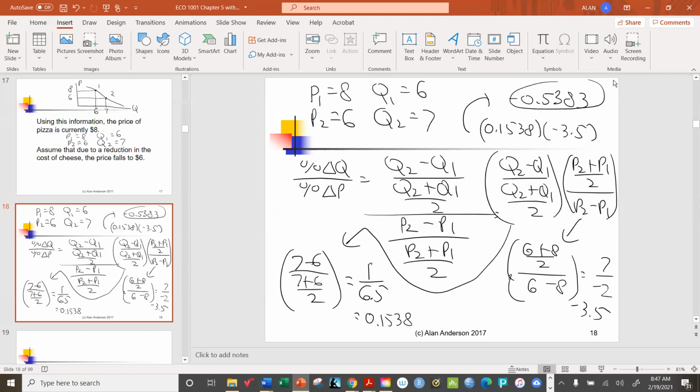Okay, looks like we're all here. All right, now the question is, what does this mean? And by the way, if you notice, one of these two ratios has to be negative, okay? Because you know that Q and P are moving in opposite directions. The slope of the demand curve is negative. So if the term on the left is positive, the one on the right has to be negative, and vice versa.